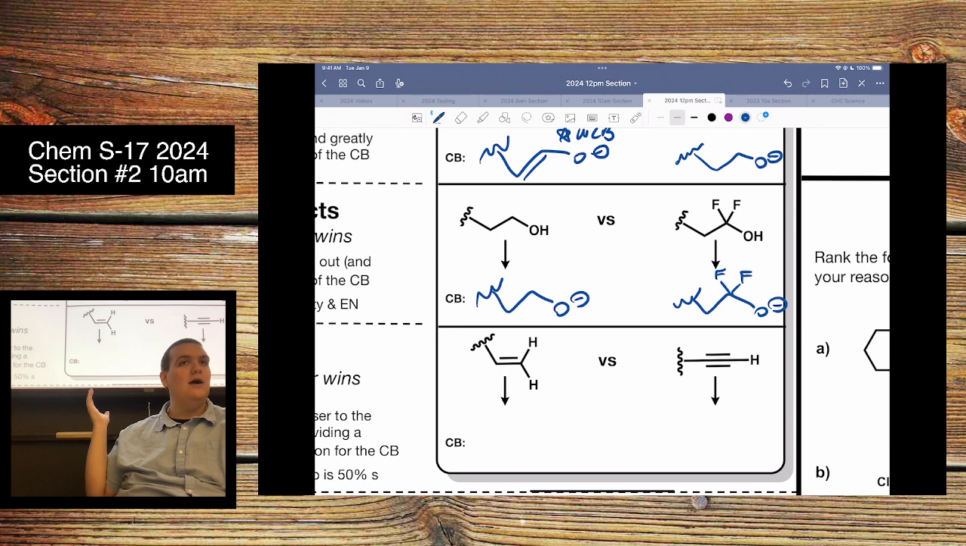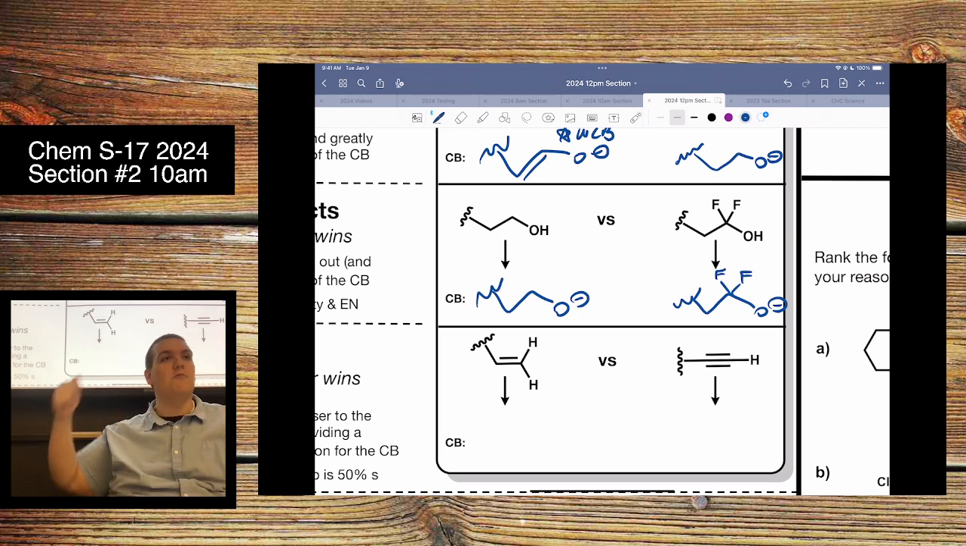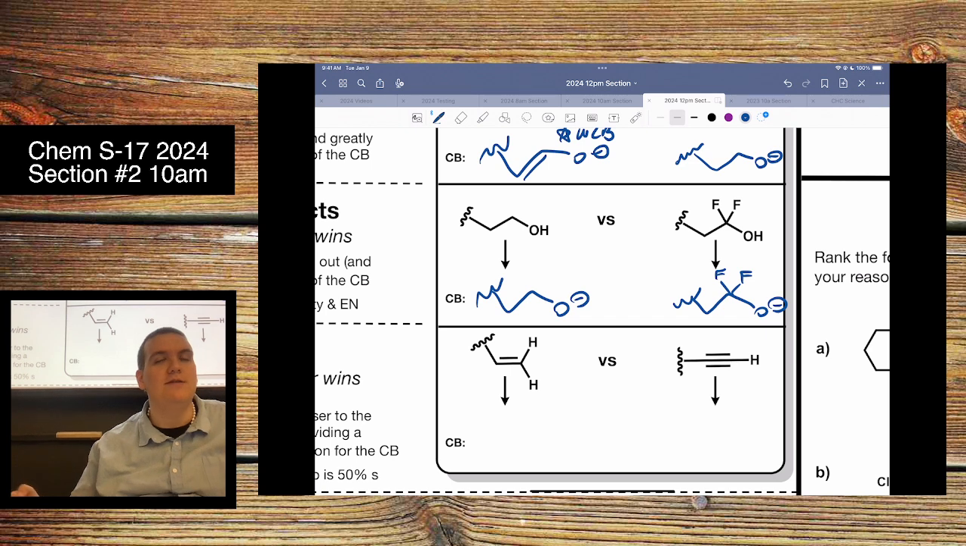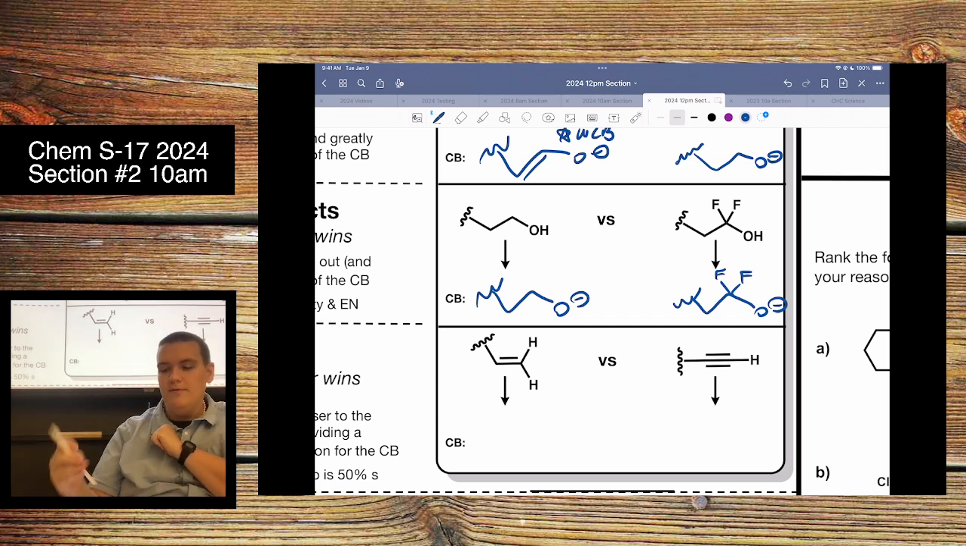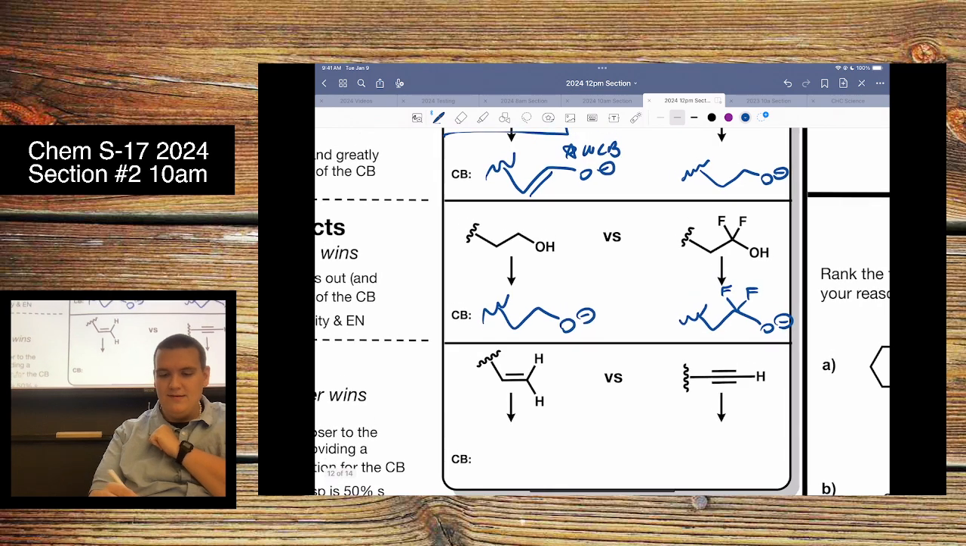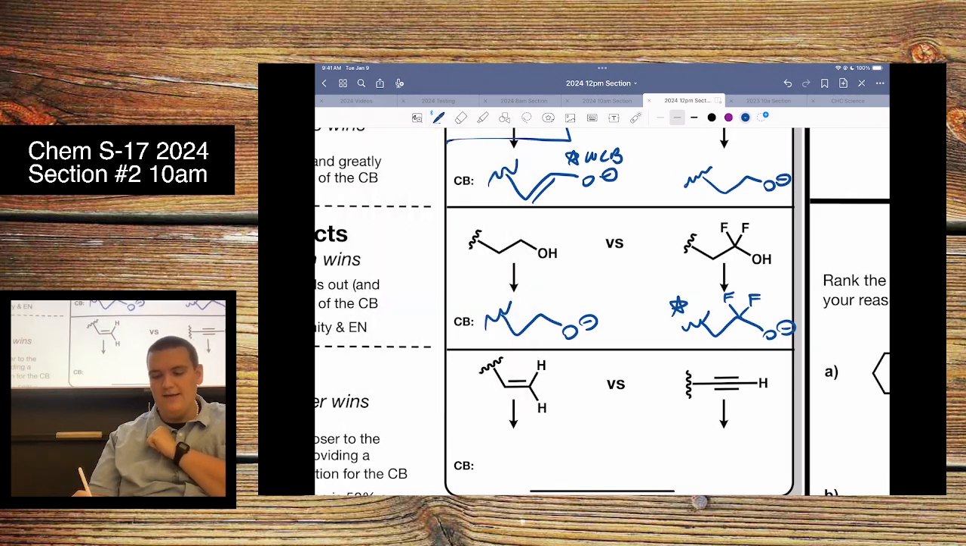Now, do you think that that's going to help stabilize the negative charge if we spread it out a little bit? Yeah. Is it going to be as helpful in stabilizing as resonance? No, because resonance is like ride or die. We will take on this charge with you. Induction is just like, oh, I just want a little bit more. So we say that this is the more stable conjugate base, and this is the stronger acid.